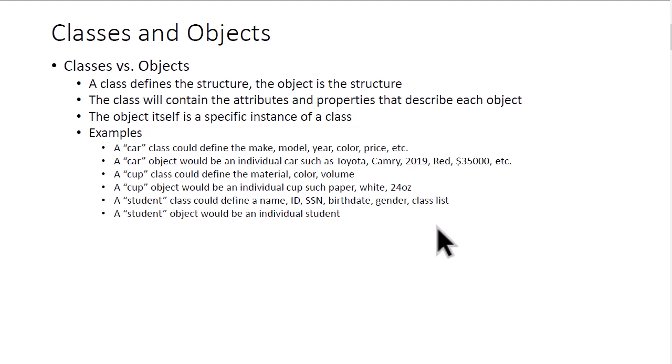Now, a car object would be an individual car, like a Toyota Camry from 2019 with the color of red and a purchase price of $35,000. Yes, cars are expensive. So that would be an example of a car. So your individual car would be an object. The concept of the car would be the class.